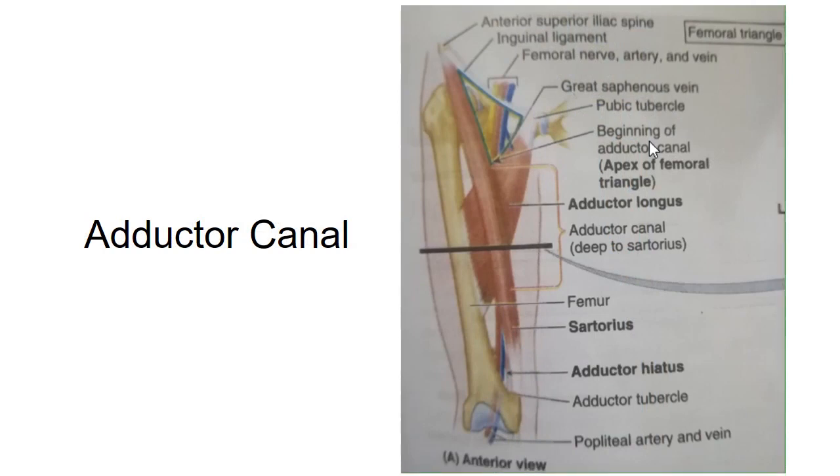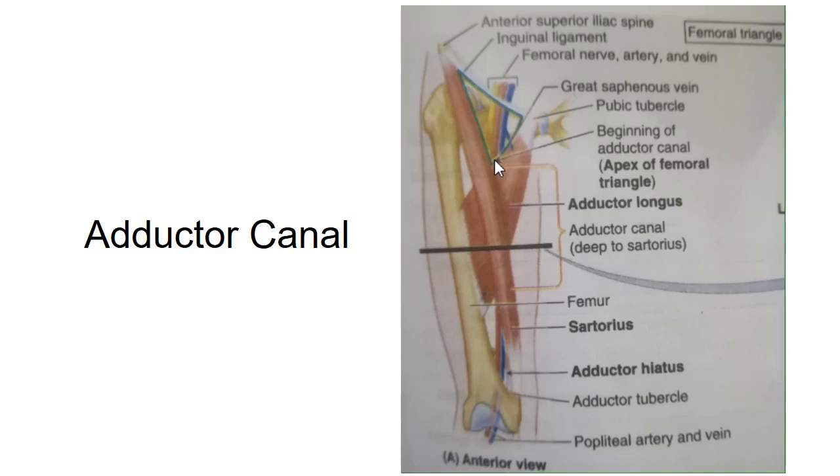There is another important topic related to the medial compartment of thigh, which is adductor canal. Adductor canal, which is also known as subsartorial canal or Hunter's canal, is a long narrow passageway in the middle third of the thigh. It extends from the apex of femoral triangle. This green one is the femoral triangle. Femoral triangle is basically a triangular depression just below the inguinal ligament. It is through this triangle femoral vessels and nerve enter the thigh.